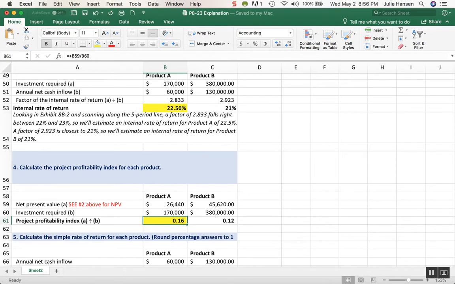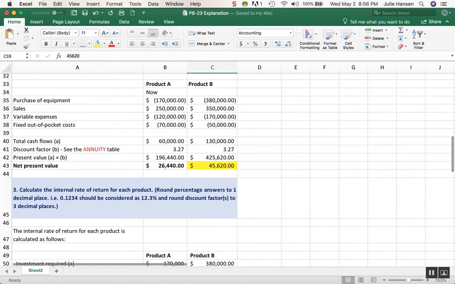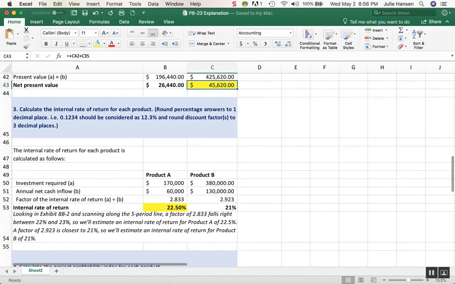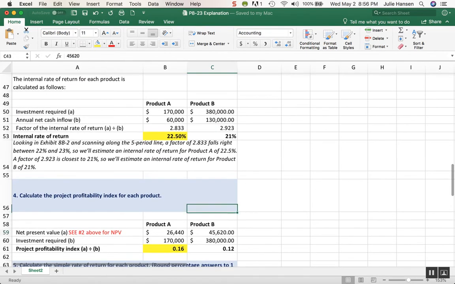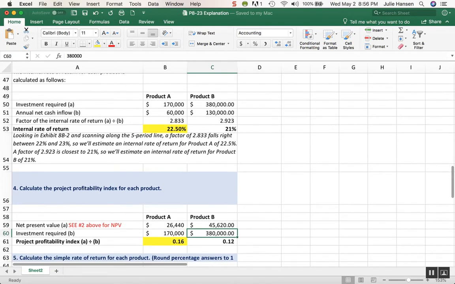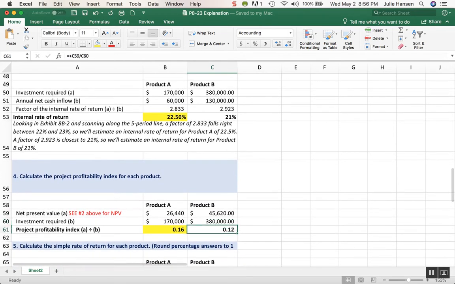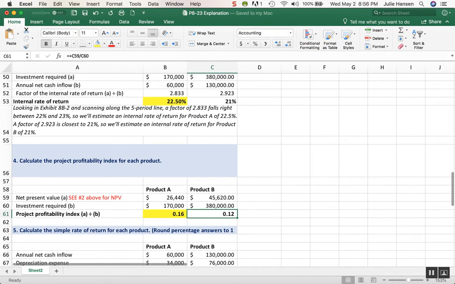That number doesn't really mean anything to us. We're just going to compare it to the product B. The net present value for that one was 45,620. If you don't believe me, I'm going to cruise back on up there. There's that one divided by the equipment purchase price of 380, and that leaves us with a project profitability index of 0.16. Which one has a bigger net present value according to how much money I have to outlay?